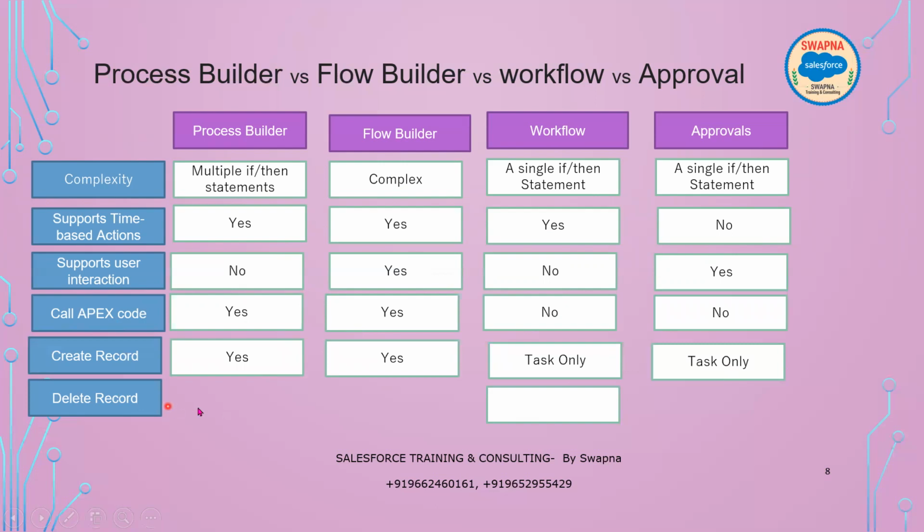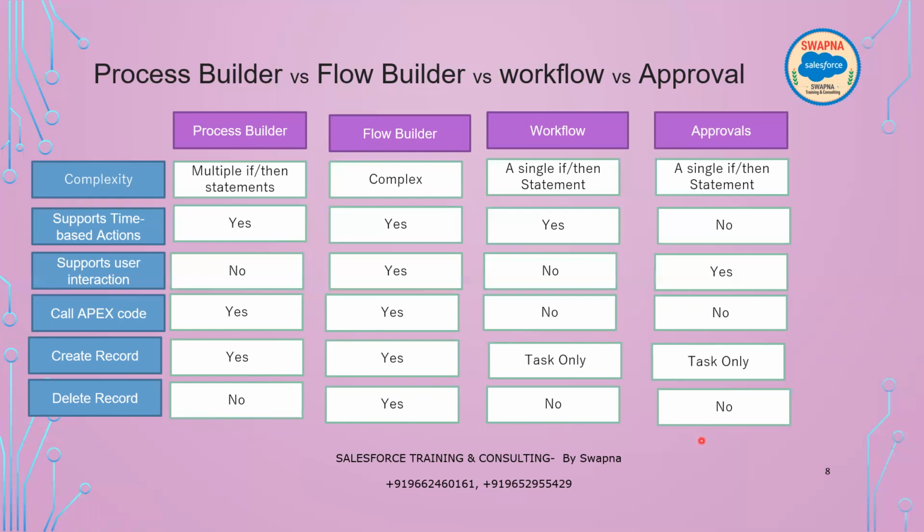Delete a record, which is not possible through the process builder. Flow builder, yes, it is possible. Workflow, no, it is not possible. Approval process also, it is not possible. So these are the differences, right? So we know that workflow and process builder are going away, but it is better to know that the combination of the process builder and workflow is included in the flow builder.